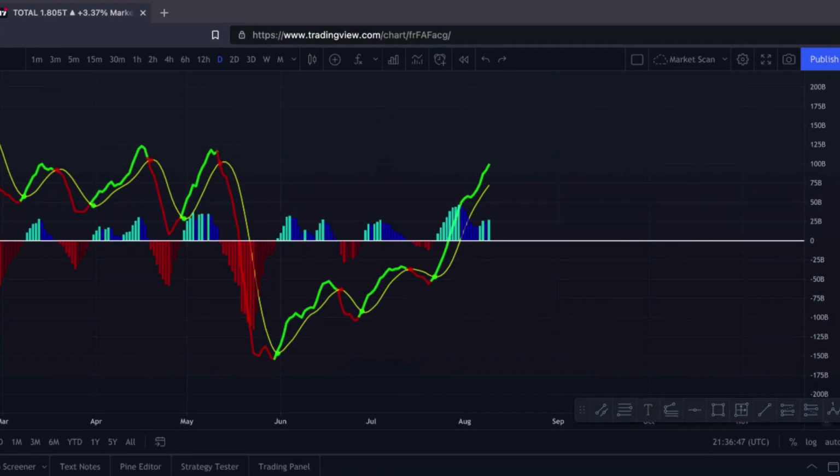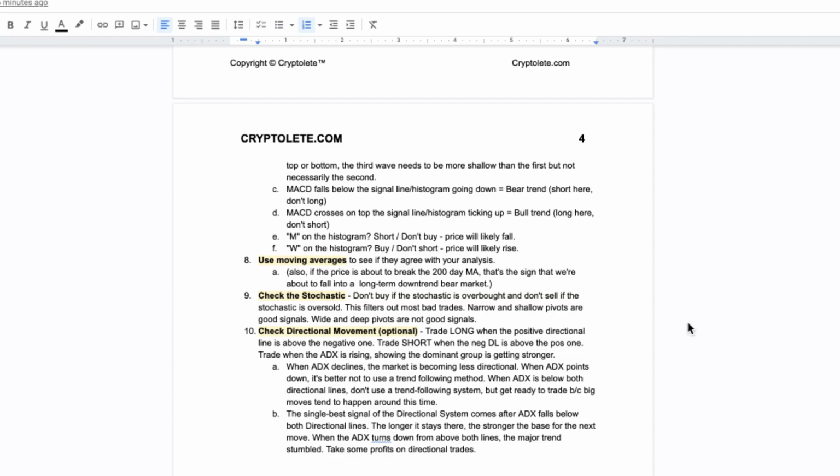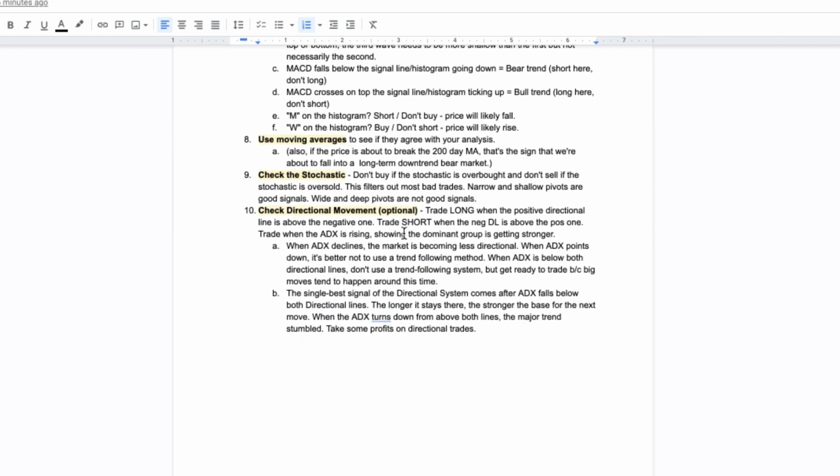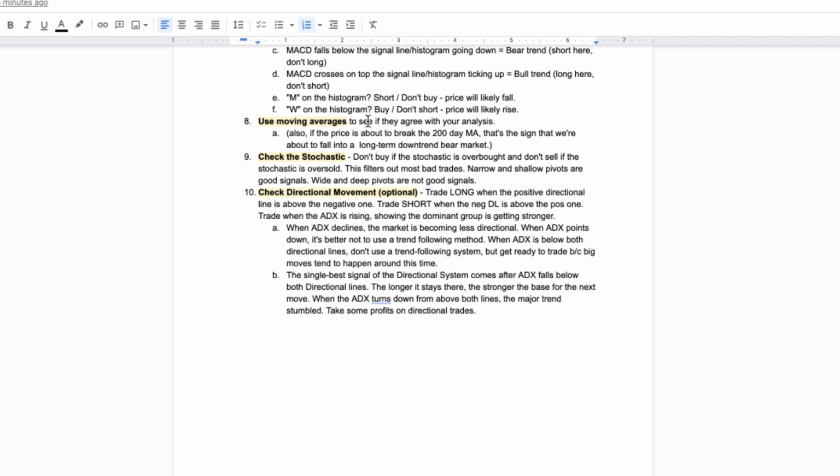Sort of just going over this entire thing because it's been such a long time, right? All right, so that's the MACD. Then I move on to moving averages. So I use my moving averages to see if they agree with my analysis. Also, if the price is about to break the 200-day moving average, that's the sign that we're about to fall into a long-term downtrend bear market.